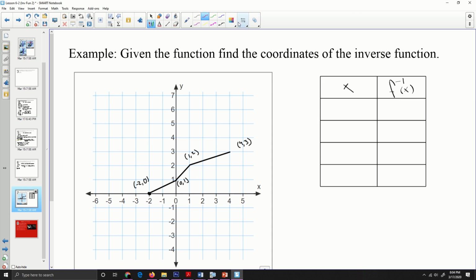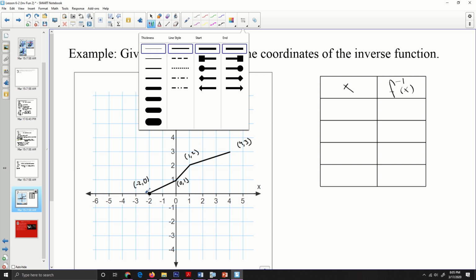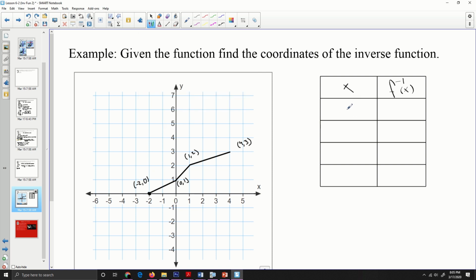So if we want to find the inverse function, all we have to do is switch these points. So negative 2, 0 is going to become 0, negative 2. The point 0, 1 is going to become 1, 0, which is right there. And 1, 2 will become 2, 1. And 4, 3 will become 3, 4. Right there. If I connect my dots, a graph that looks like that. And the line y equals x is that line right there. And clearly, if I folded along the dotted red line, these two pieces would match up, even though my handwriting sucks. Sorry about that.